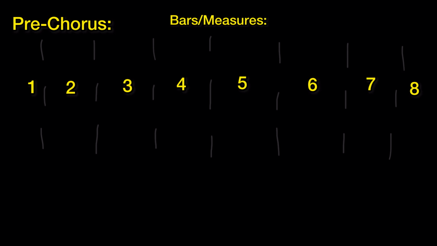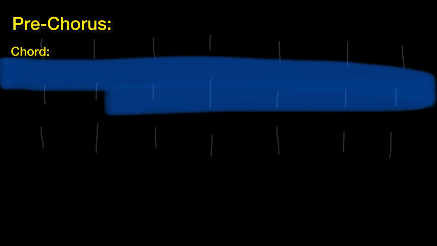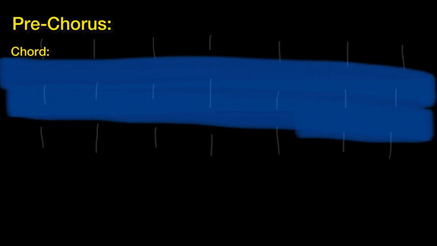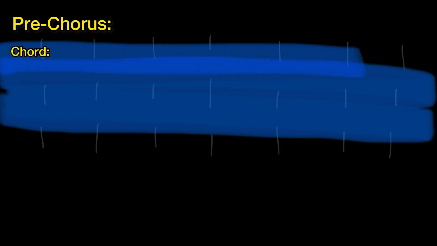Now let's take a look at the pre-chorus and apply the same visualization to it. As you see here, the pre-chorus is twice as long as the end of the verse turnaround, but we'll get to that later. The chord that you're seeing here is a G, consistently represented by this blue wash right here.